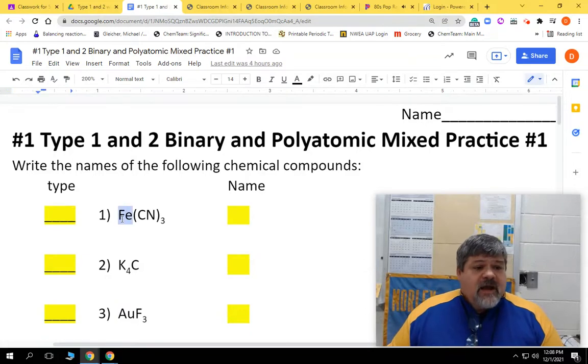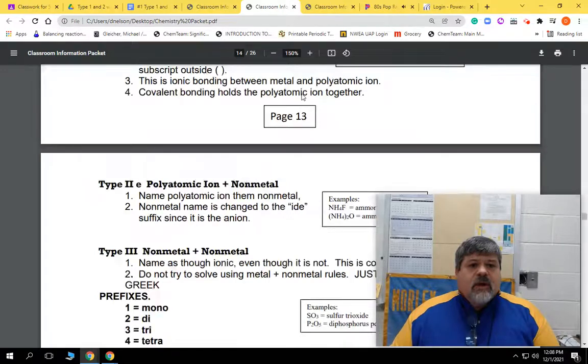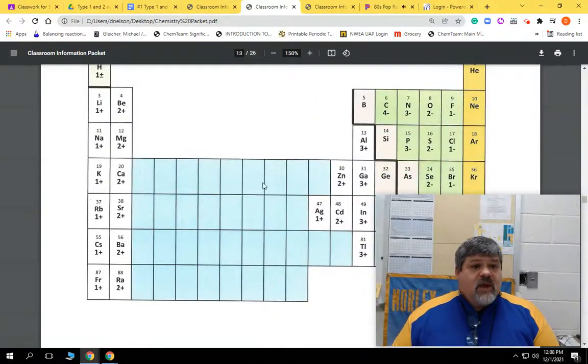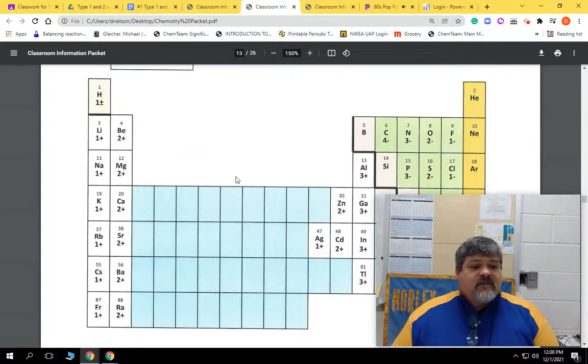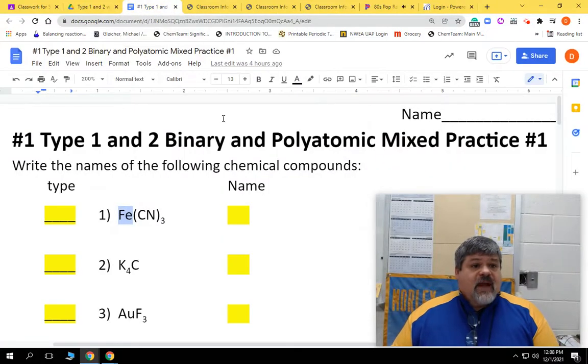We have iron. Well, in order to determine whether or not it's type 1 or type 2, again, we go to the periodic table. Iron is right here. But remember, I can go to page 12 in our packet and find that iron is right here. Now remember, if it's in the blue part, okay, it is type 2. So let's go back to that. We know that it's type 2.